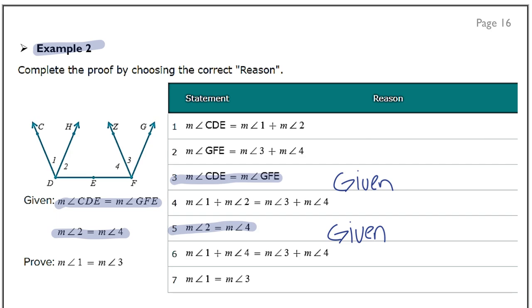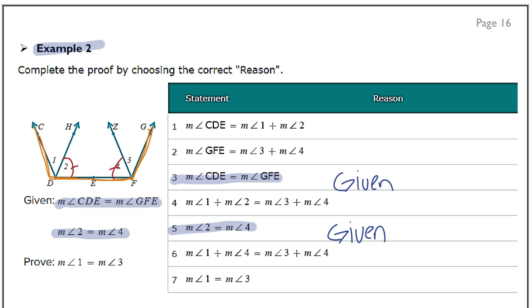Now, the next thing is just drawing kind of things in the picture. So we can kind of say that measure of angle 2 and 4 are equal to each other. The measure of angle CDE and GFE are also equal to each other. So I'm just going to kind of highlight those. So GFE and CDE are going to be equal to each other. So those entire angles. So this whole angle and this whole angle are equal. And we're trying to prove that 1 and 3 have to be the same.